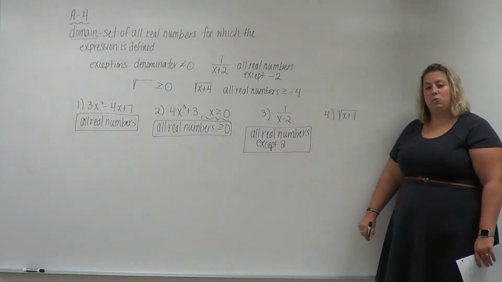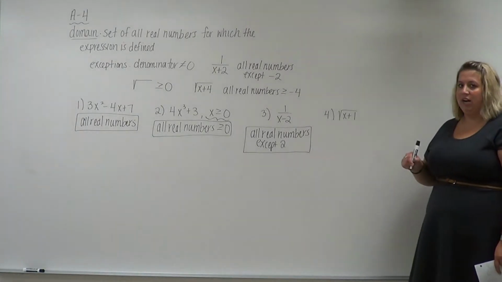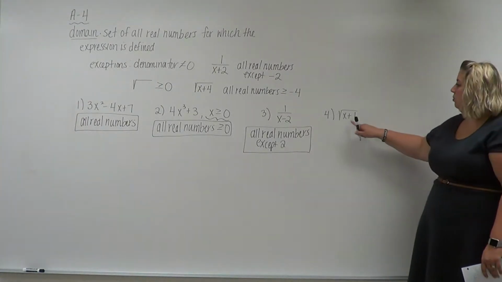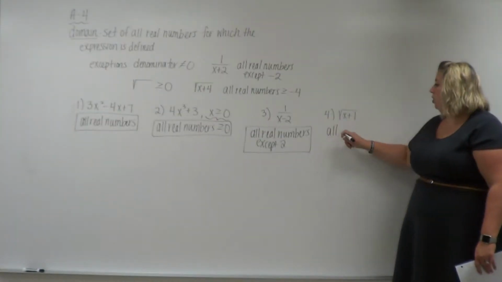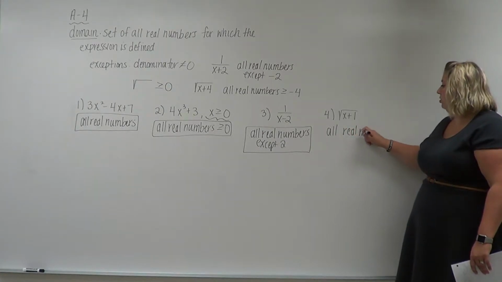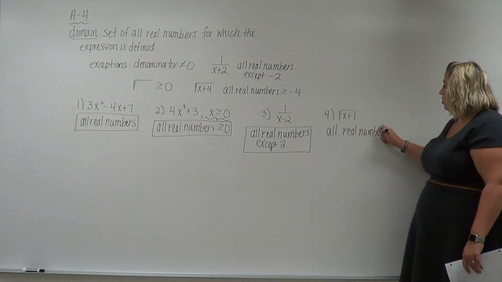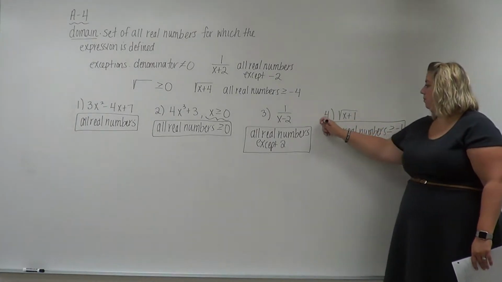Okay, and then the last one's a square root. So square roots have to be greater than or equal to 0. You cannot take the square root of a negative. So negative 1 is what would make this 0. So my domain would be all real numbers greater than or equal to -1.